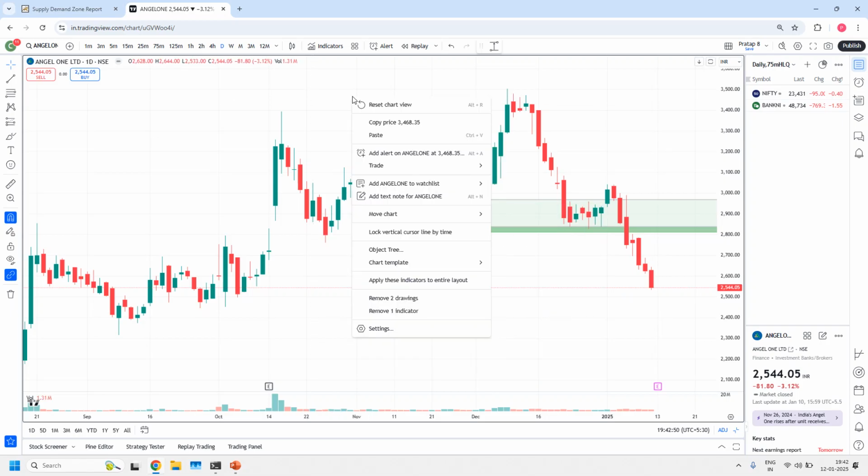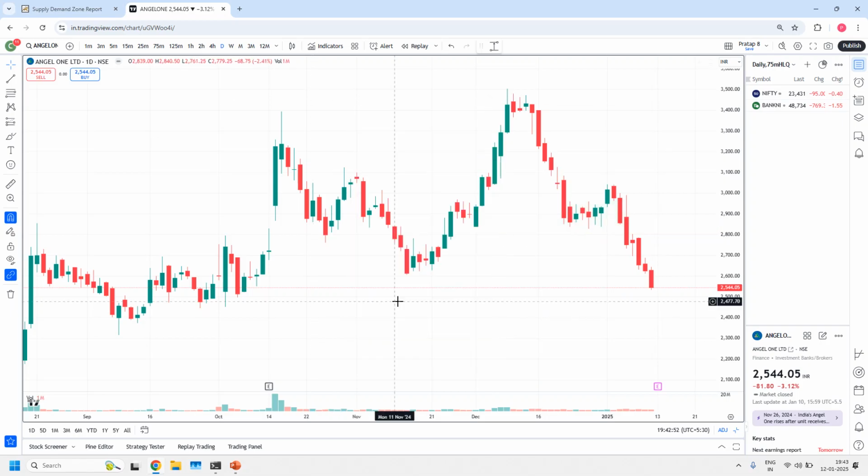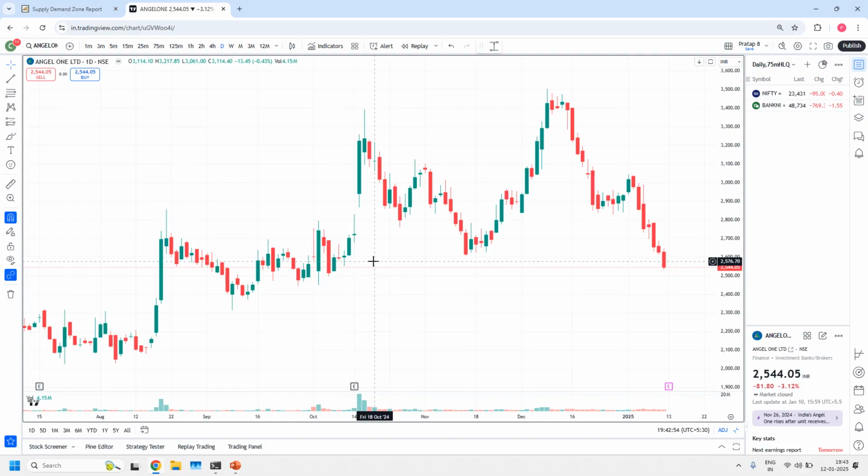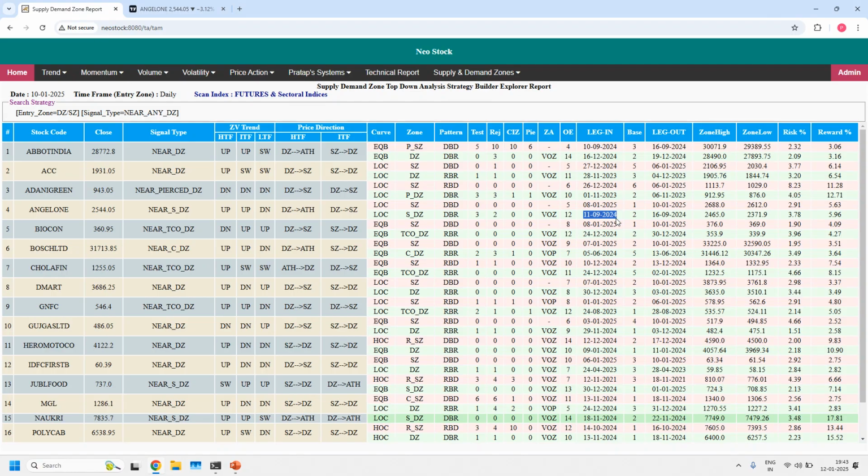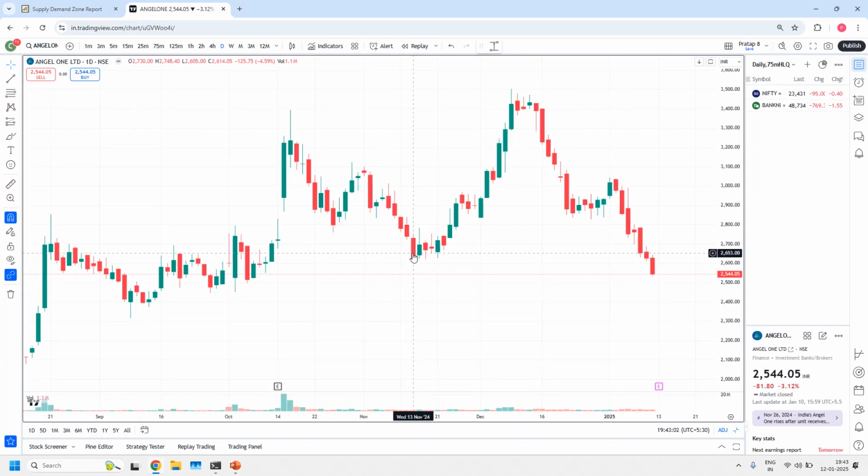So I am clearing the chart. Okay, now it is a fresh chart. What our software is explaining is that 11/9/2024 is the lagging date. So where is 11/9/2024? This is the one, 9 September. This is 9, 10, 11. This is 11/9. These are the 2 base candles. We have a drop base rally.